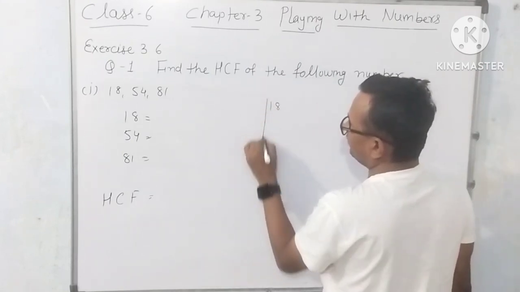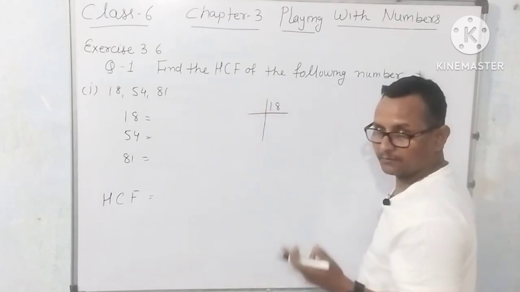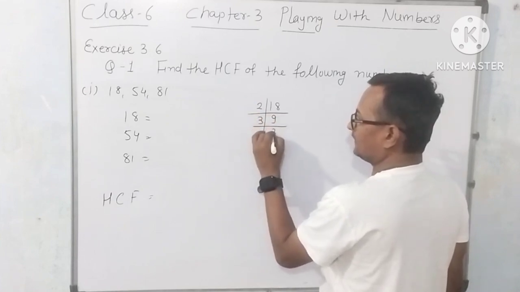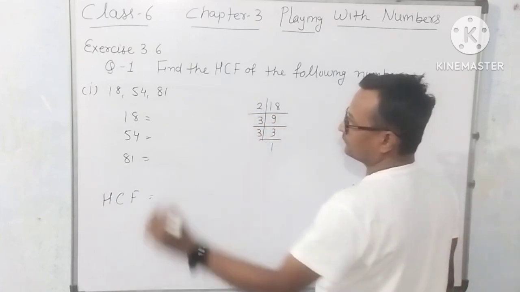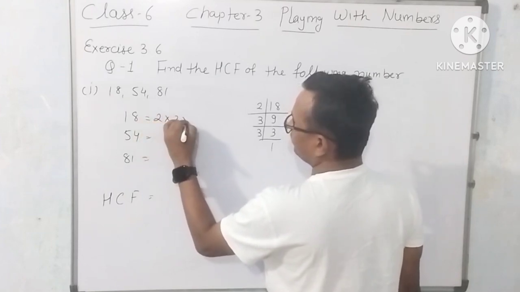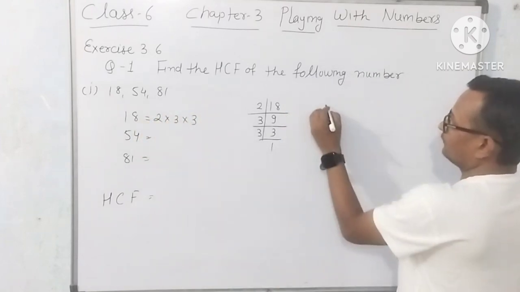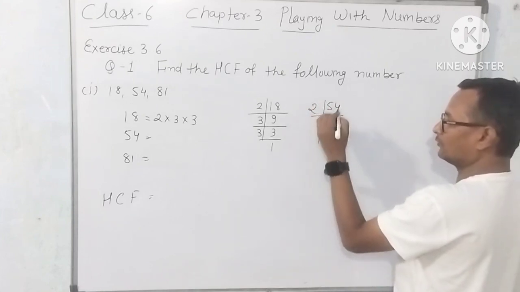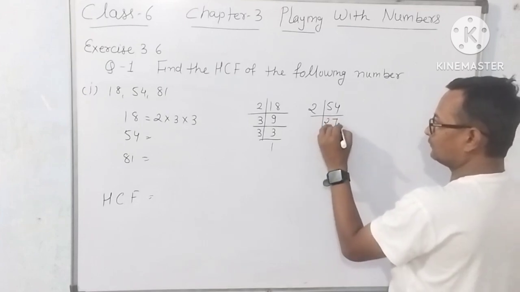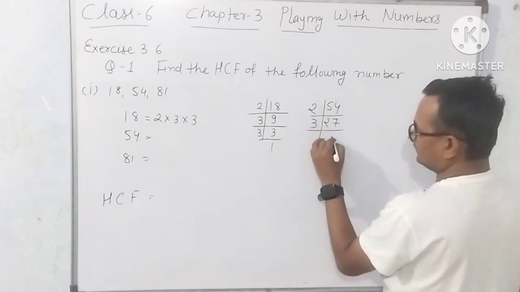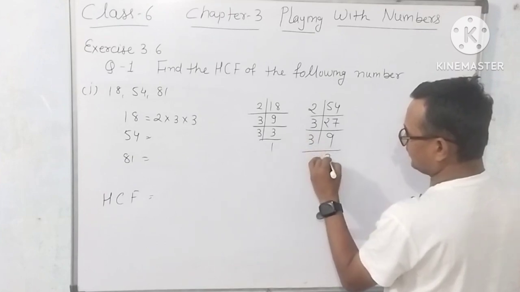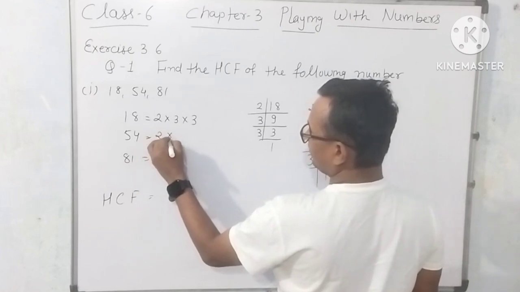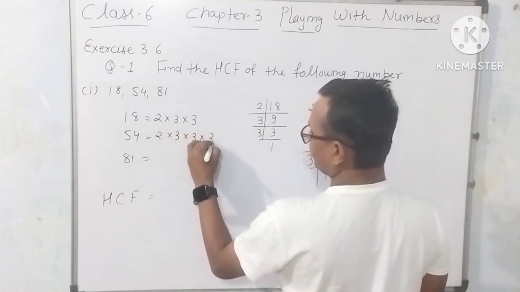So 18, the last digit is 8, which is an even number, so we can say it is divisible by 2. 2 9 is 18, 3 3 is 9, 3 1 is 3. So here we can write 2 into 3 into 3. For 54, the last digit is even, so divisible by 2. 2 2 is 4, 2 7 is 14, 3 9 is 27, 3 3 is 9, 3 1 is 3. So we can write 2 into 3 into 3 into 3.